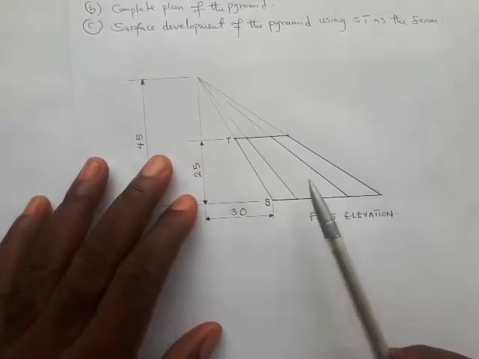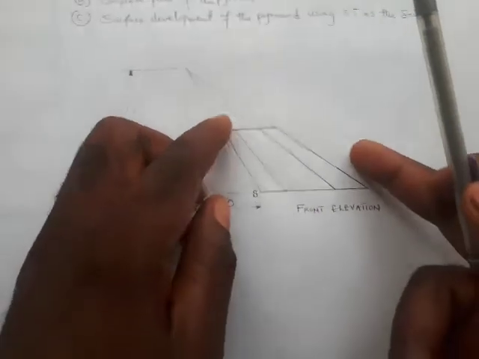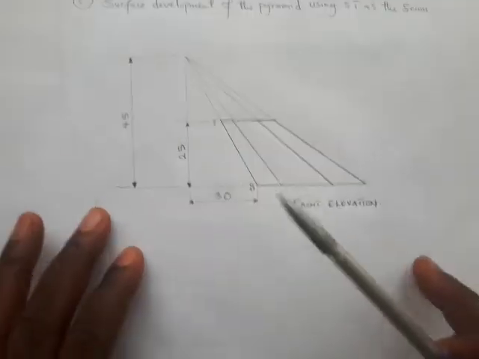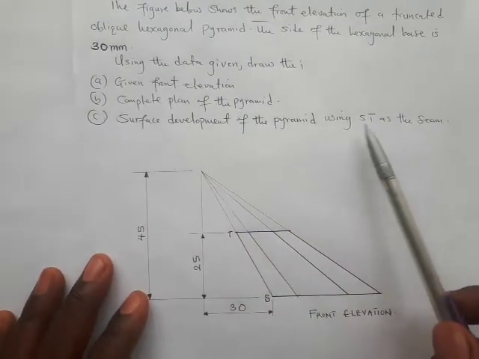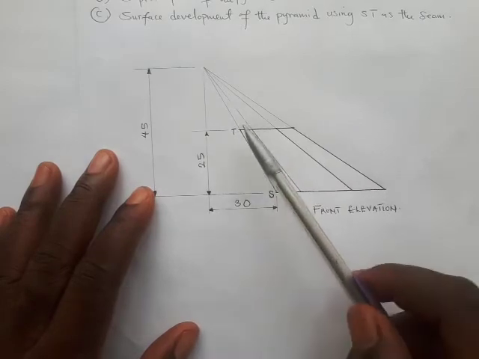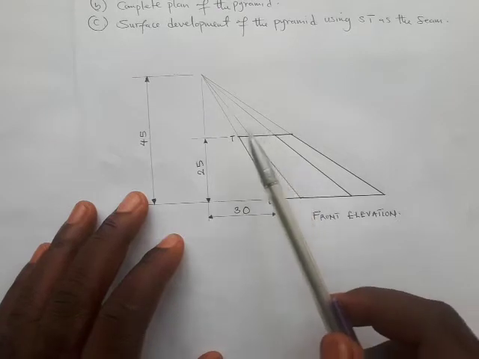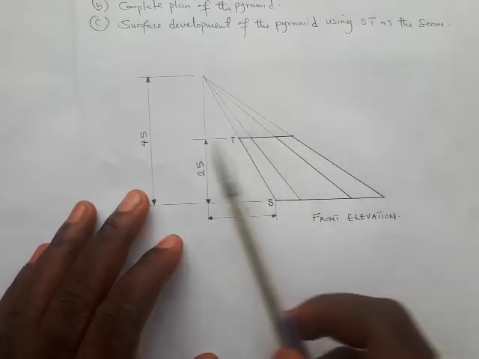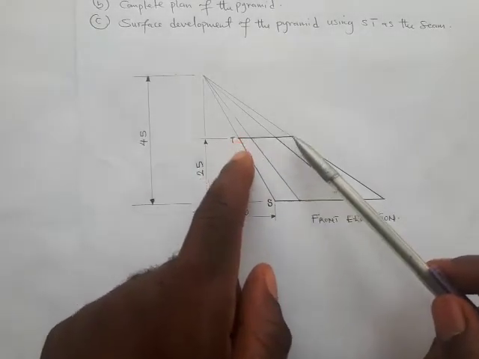So we're going to reproduce the given front elevation, complete the plan of the pyramid. So we're going to project the plan of this oblique pyramid. Then finally, the surface development of the pyramid using ST as the seam. So there's a part ST. We're going to use it as a seam to develop this. Now remember, this is a truncated pyramid, unlike the previous example, an oblique cone, which wasn't truncated. So this is just the part that is existing.